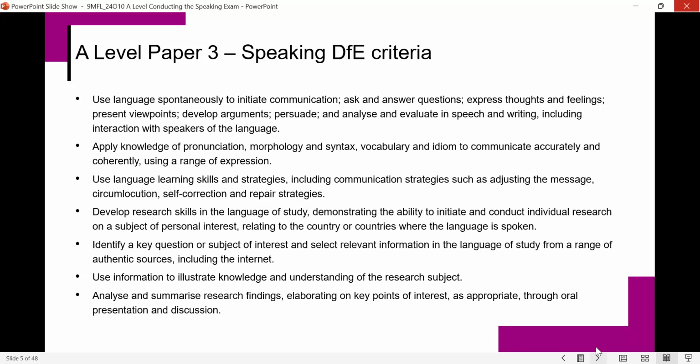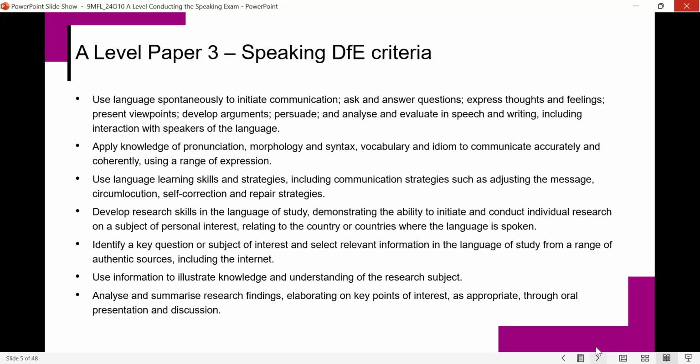They're obviously also expected to apply their knowledge of pronunciation, morphology, syntax, that's the quality of language, vocabulary, idiom, to communicate accurately and coherently. They're expected to use language learning skills and strategies, including communication strategies. So here we're talking about communication strategies, such as perhaps as part of assessment objective 1, as part of those marks for interaction, things like checking understanding. Do you understand what I mean? Are you following this argument? Does that make sense? So it's that kind of thing that we want to see students doing. And also, if they don't understand the question, asking you, can you explain that in a different way, or do you agree with me, and so on. So, as I say, those communication strategies, such as adjusting the message, circumlocution, self-correction, and those repair strategies.